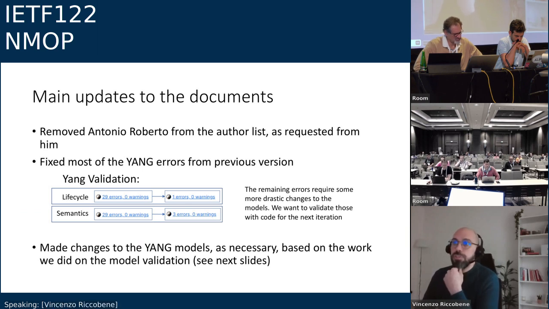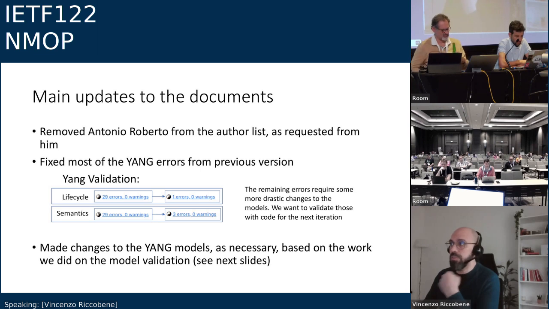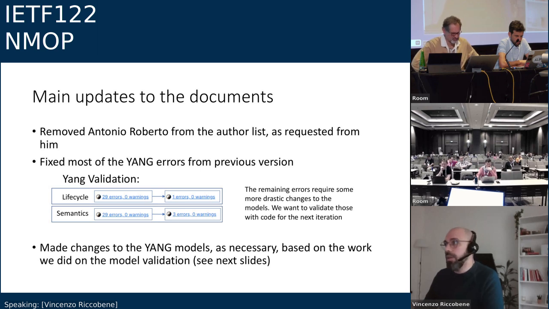In terms of the changes that were made to the documents, we've mainly been focusing on the Yang format, and in particular we have been solving some of the key errors that were present in the Yang. There are a few left. To address these small errors, some more significant changes to the Yang models are needed, and our plan is to make those changes and validate them via coding. So very likely for the next iteration of the hackathon, these changes will be made and validated.